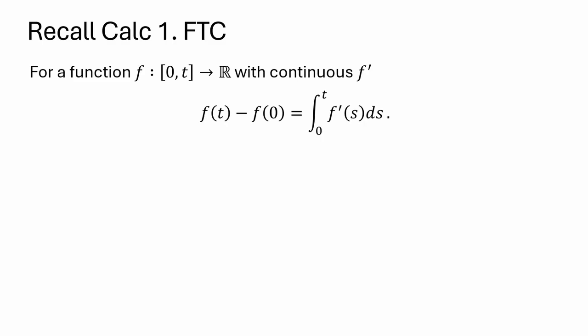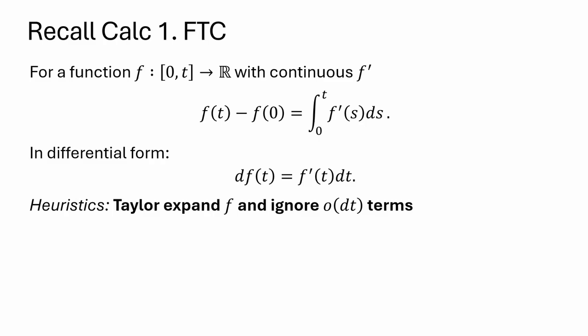f of t minus f of 0 equals the integral from 0 to t of f prime of s ds. In differential form, this reads df of t equals f prime of t dt. And here's a heuristic justification. We first do a Taylor expansion of f and then ignore higher order terms of dt.